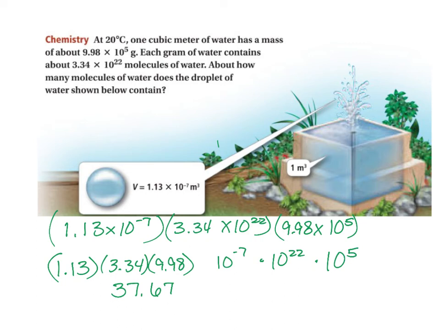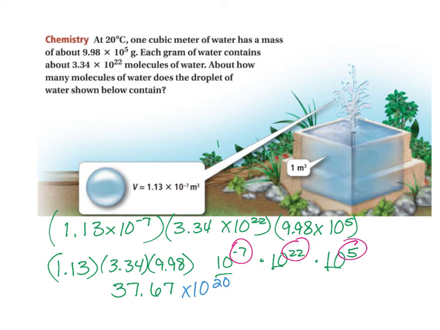So in this case, all our bases are 10. So then I'm going to combine those exponents. So 22 plus 5 is 27 plus a -7 is 20. So in this case, we would have times 10 to the 20th power.